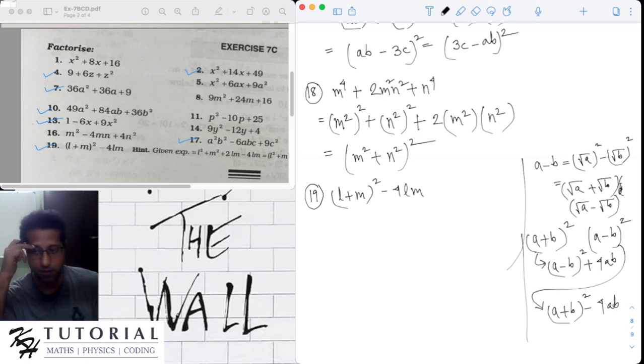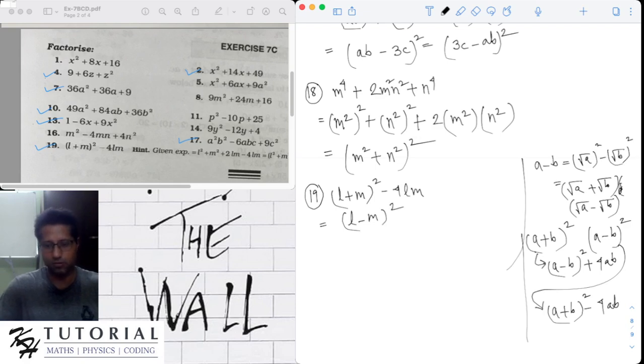So (a plus b) whole square is equal to (a minus b) whole square plus 4ab, and (a minus b) whole square is equal to (a plus b) whole square minus 4ab. These two formulas you must remember. Now we can clearly say, if you remember this formula, that (L plus m) whole square minus 4Lm is nothing but (L minus m) whole square.